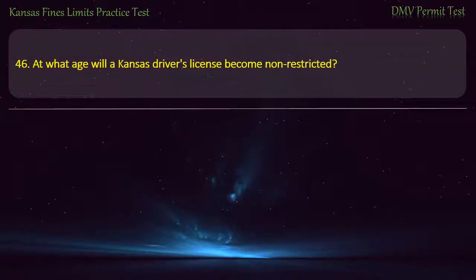Question 46. At what age will a Kansas driver's license become non-restricted? 16. 17. 18. 21. Answer. 17.